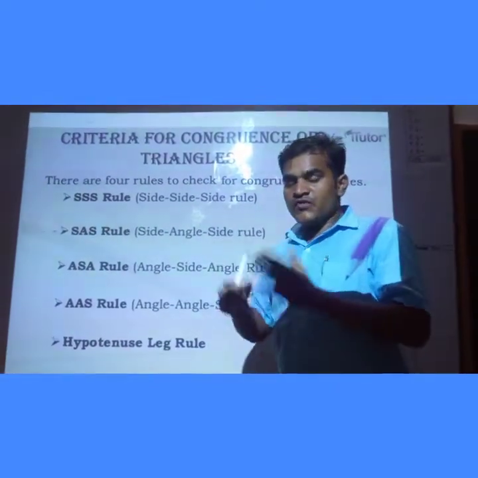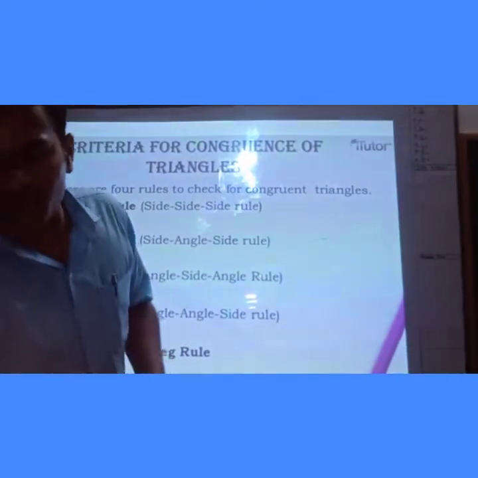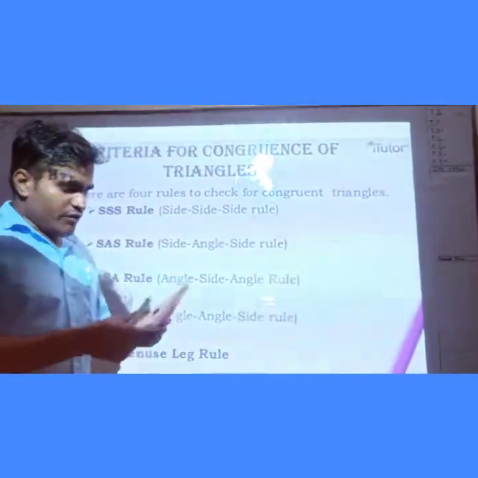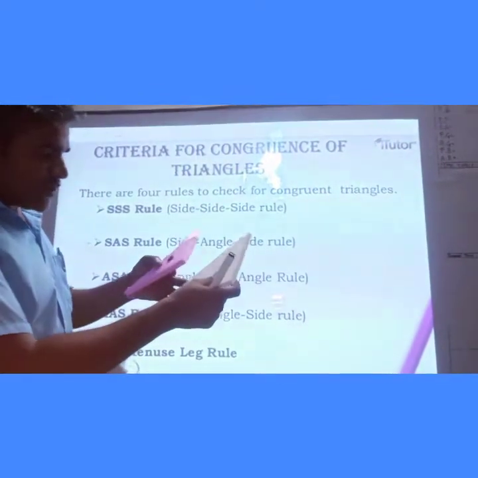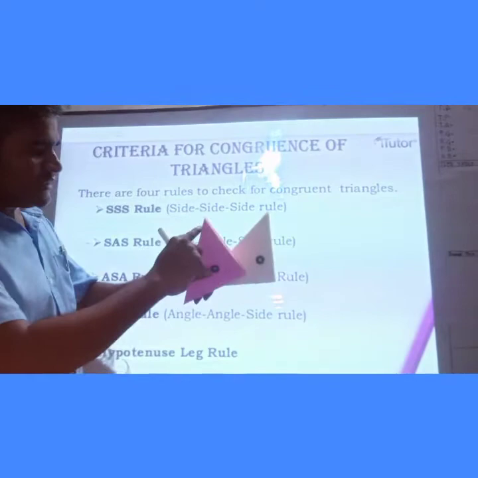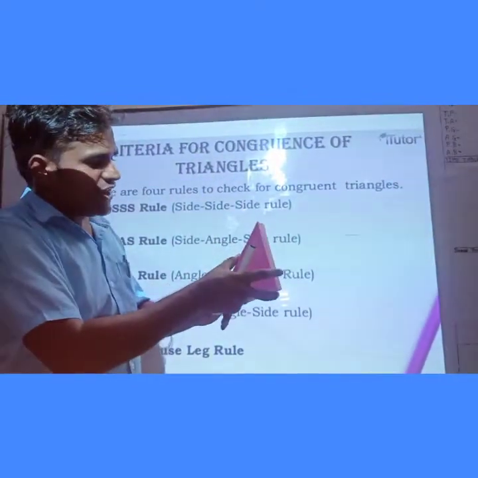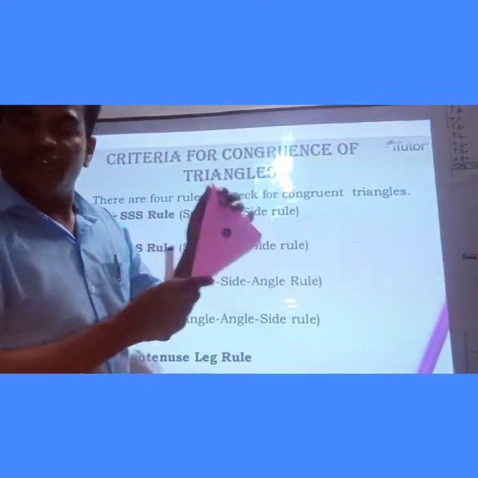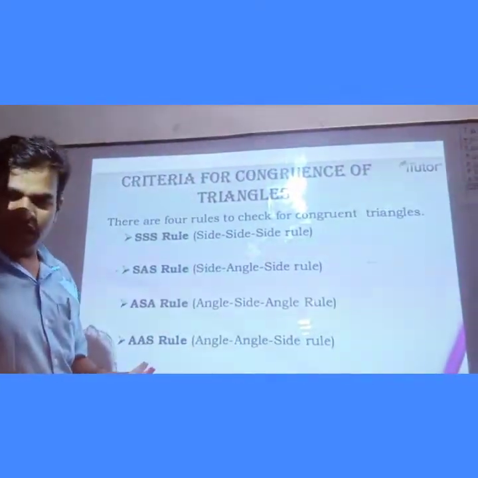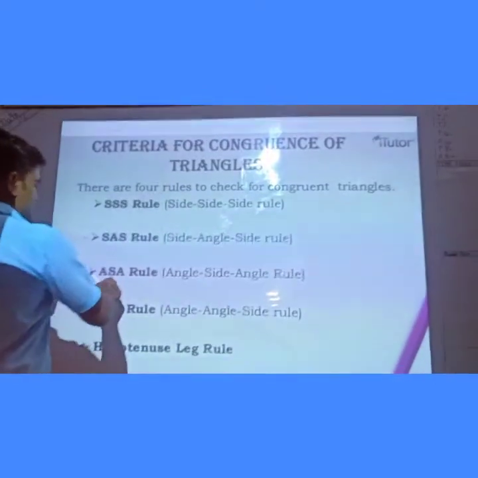It means if the corresponding sides of the first triangle are equal to the corresponding sides of the other triangle, then they are congruent. When we are talking about these two triangles, this side is equal to this side, and this side is equal to this side, and this side is equal to this side, meaning the corresponding sides of these two triangles are equal. That's why they are congruent. Understood?